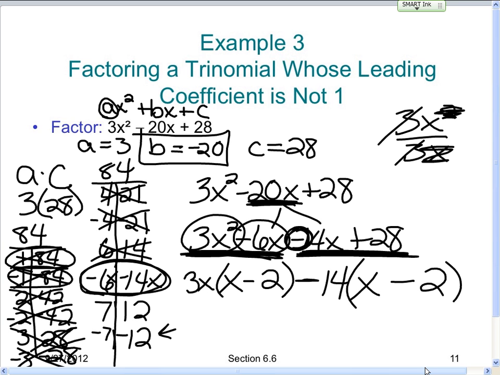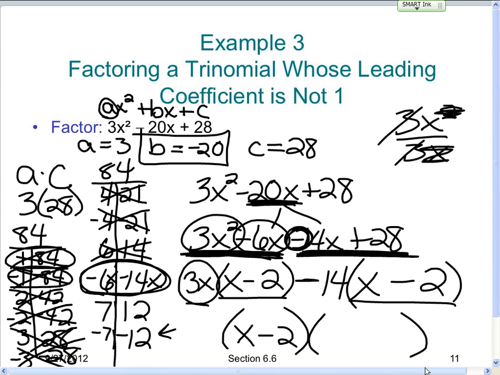At this point, I have an x minus 2, so I'm going to write x minus 2. And in my second set of parentheses, I'm going to write 3x minus 14.